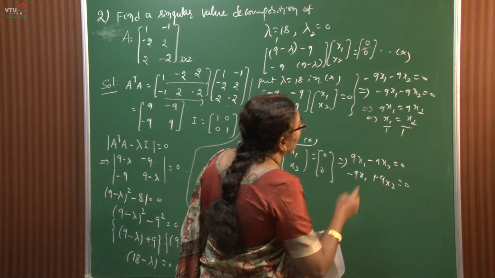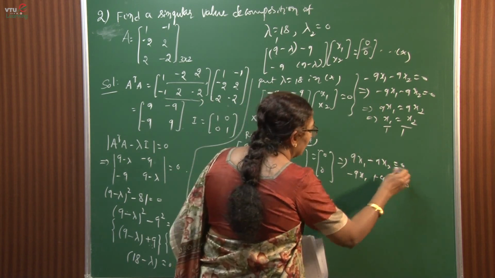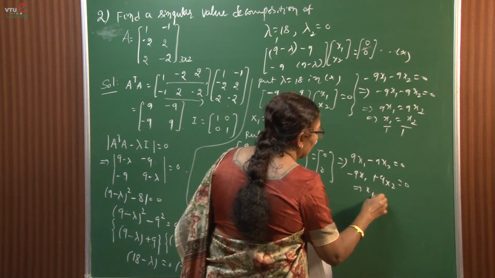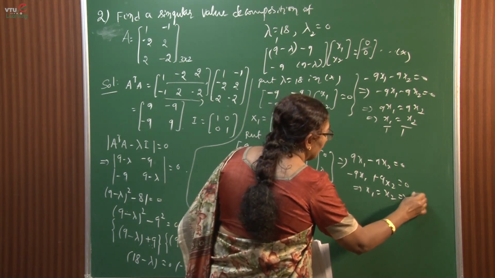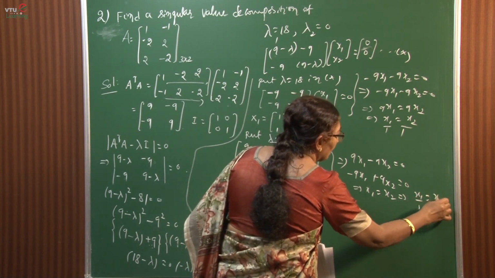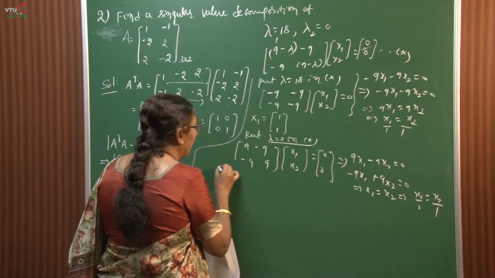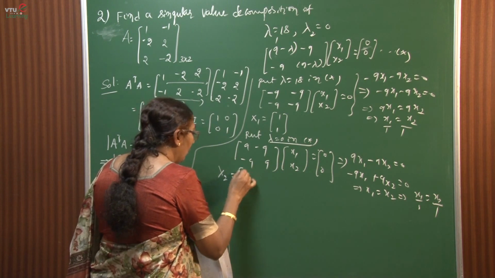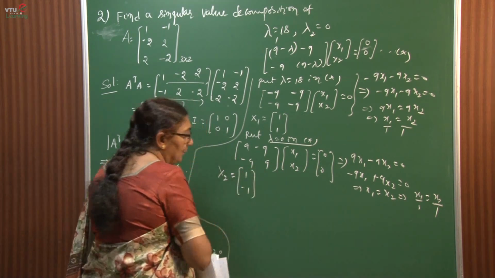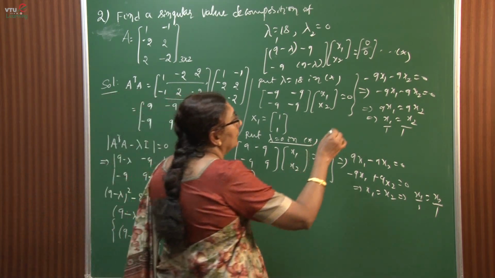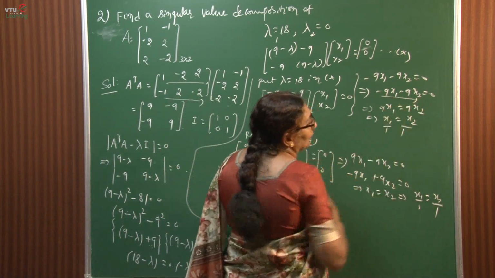Lambda is equal to 0. No, I made a mistake here, one minute, I'll explain. That implies x1 is equal to x2, that implies x1 by 1 is equal to x2 by 1. What we get actually? x2 is equal to 1 minus 1. Okay. Now here, both are negative, right?